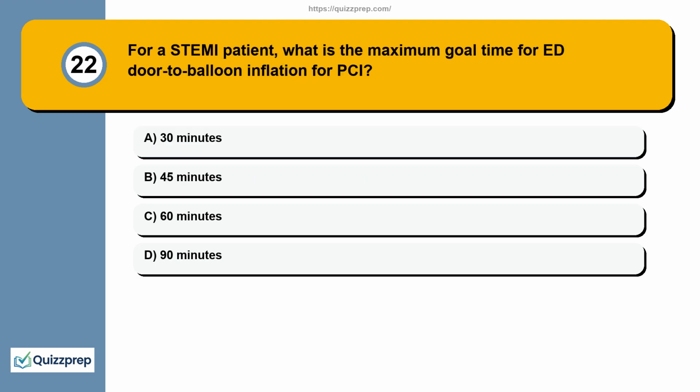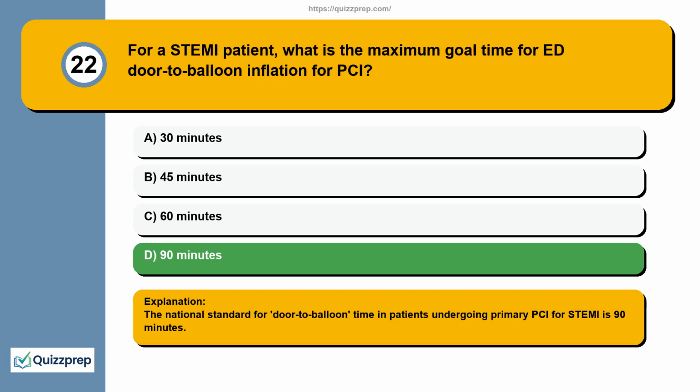Question 22. For a STEMI patient, what is the maximum goal time for ED door to balloon inflation for PCI? 30 minutes, 45 minutes, 60 minutes, 90 minutes. The national standard for door to balloon time in patients undergoing primary PCI for STEMI is 90 minutes.